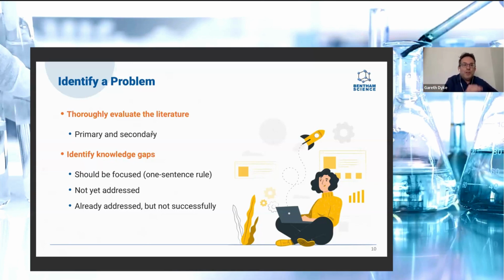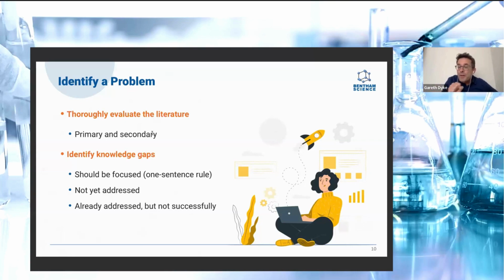You need to make sure that you do evaluate the literature and identify what we like to call those knowledge gaps, those areas of research that will require additional investigation that are important and interesting. So you've got to have a question, a knowledge gap that you're going to fill that's interesting. It's got to be focused. Can you get your idea for your funding application into a single sentence, something that's not been addressed yet?